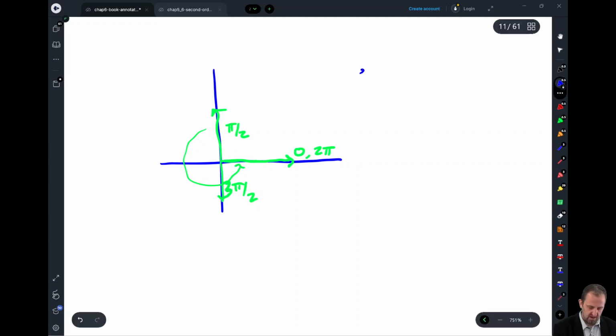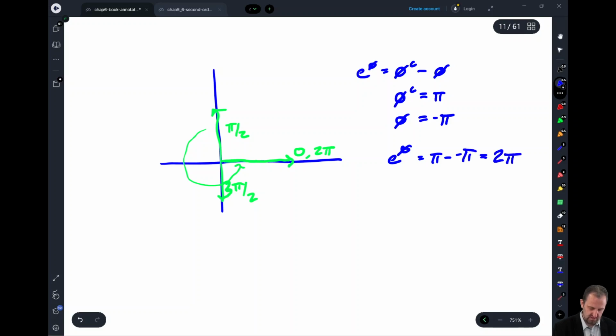If we have our error in terms of phi is equal to the desired control value minus our actual value, and say that phi super c is equal to pi, and that phi itself is equal to negative pi, then our error is equal to pi minus a negative pi, which gives us 2 pi, right?